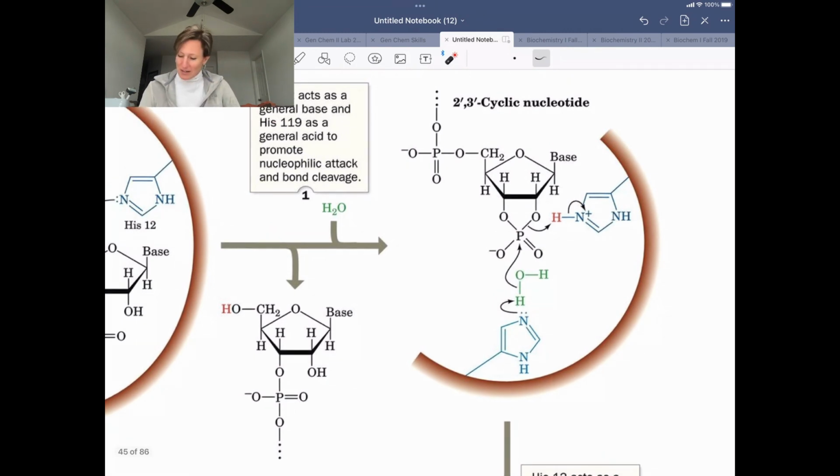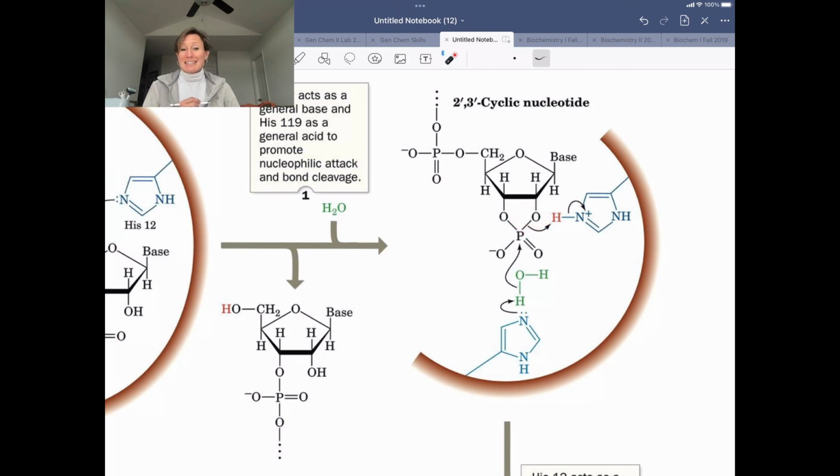Okay, so next stage. Start where your arrows start. They start down here this time. Histidine 119, now acting as a general base catalyst, serves to deprotonate water, increasing its nucleophilicity for attack on the electrophilic phosphorus of the 2', 3' cyclic intermediate. Opening of this cyclic intermediate, and that's breaking that bond, okay, is facilitated by histidine 12, now acting as a general acid catalyst to protonate the leaving group 2' hydroxyl group.